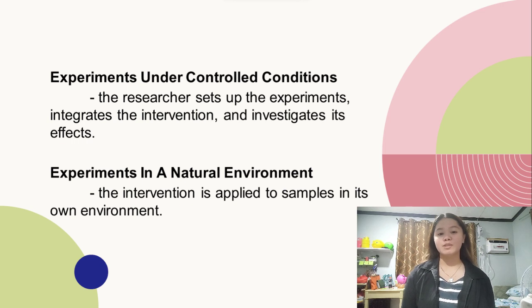Both types of experiments have their advantages and are suited for different research goals. Controlled experiments allow the researchers to establish causal relationships by eliminating confounding variables, while experiments in a natural environment provide insights into how interventions work in real-life contexts.